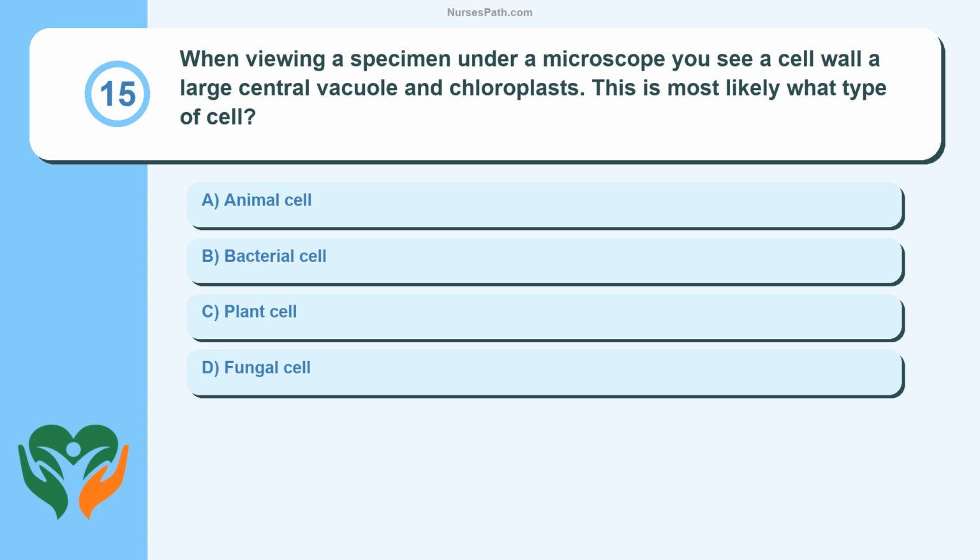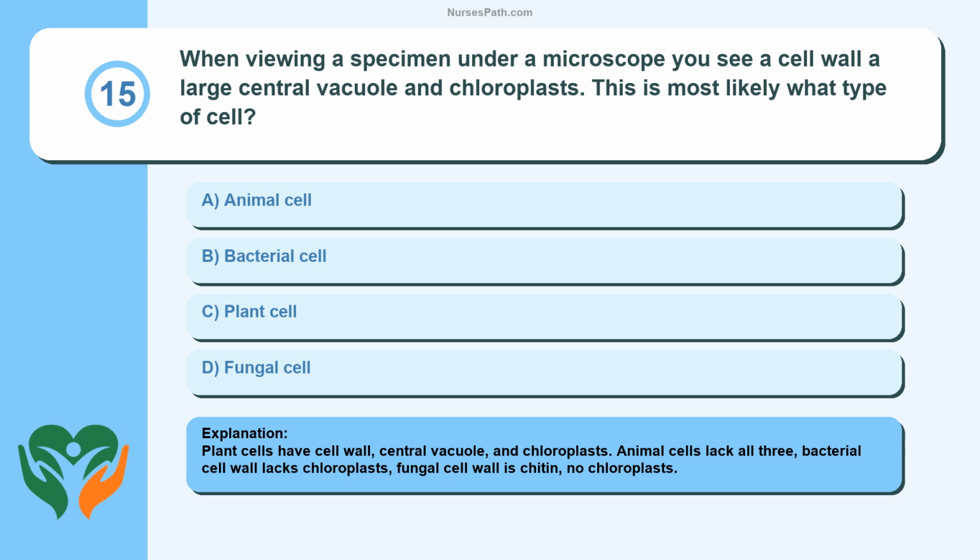Question 15. When viewing a specimen under a microscope, you see a cell wall, a large central vacuole and chloroplasts. This is most likely what type of cell? Animal cell, bacterial cell, plant cell, fungal cell. Plant cells have a cell wall, central vacuole, and chloroplasts. Animal cells lack all three. Bacterial cell walls lack chloroplasts, fungal cell walls are chitin, with no chloroplasts.